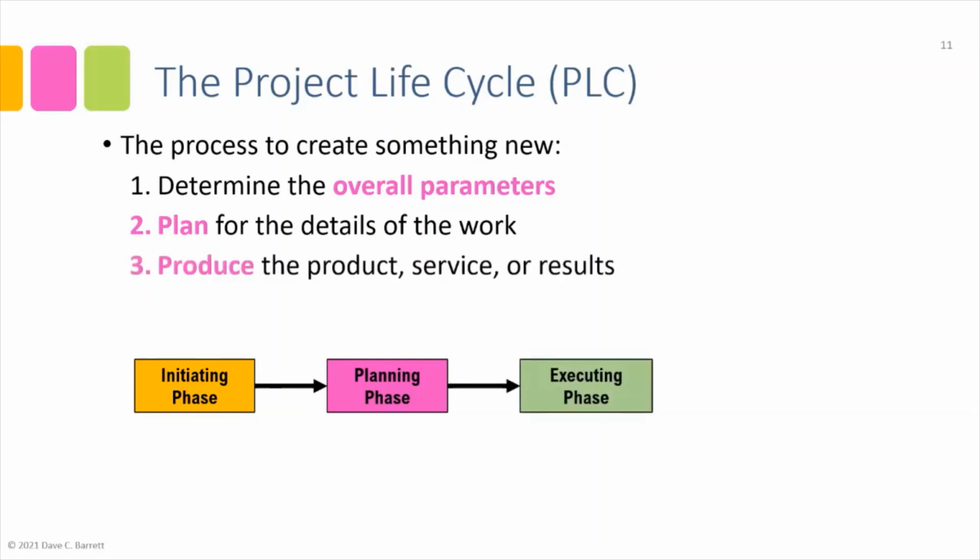The next step is produce. Now, once we've planned it, once we know what we're going to do, or we have a good idea in step two, step three is to produce the product, service, or results. So to produce what it is, to physically create it. Now, that might be building something, might be constructing, it might be writing computer code, it might be designing something in a graphic software, but it's the actual production of the end result. This is known as the executing phase.